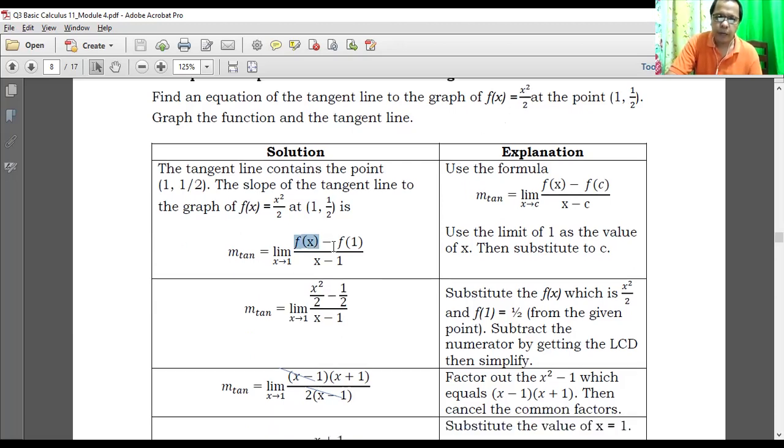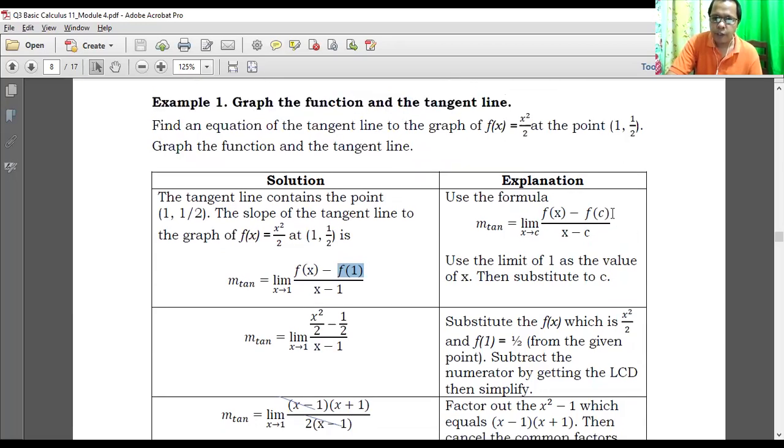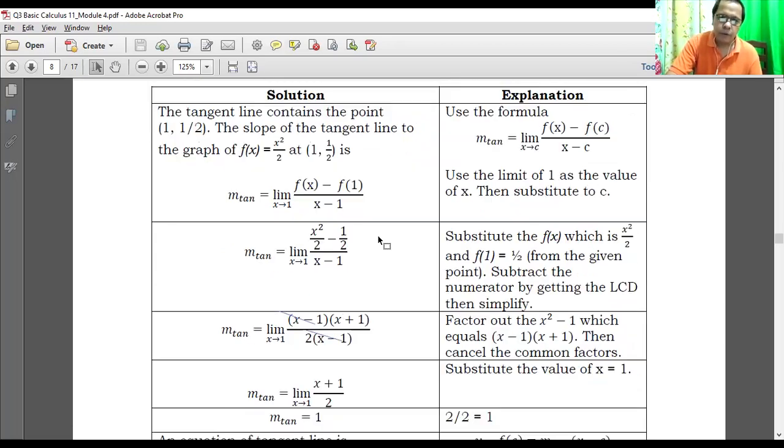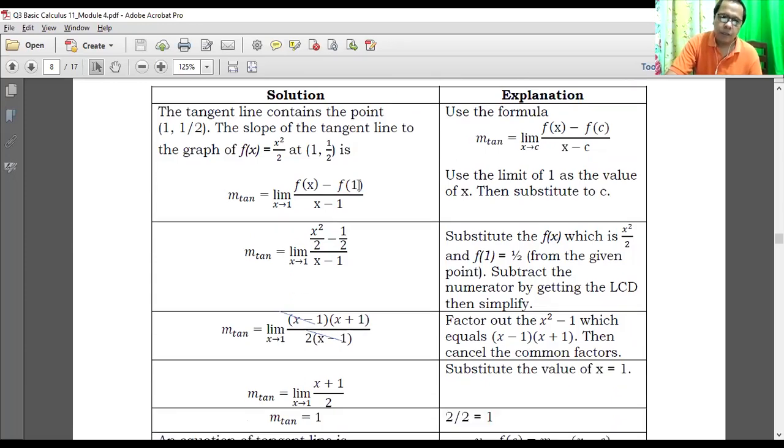So when we get to the second row, this function of x is replaced by x squared over 2. And then f of 1, we know that f of 1, right, is just function of c. This is 1/2, right? This is your y at the location of your point on the y-axis. So f of 1 is also replaced by 1/2.